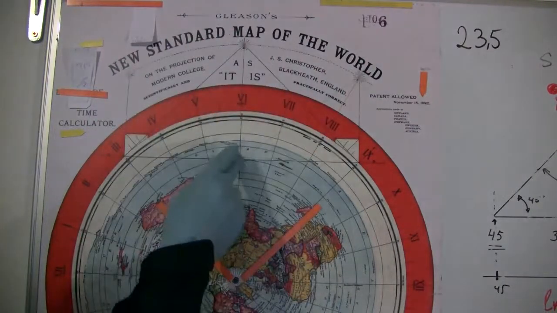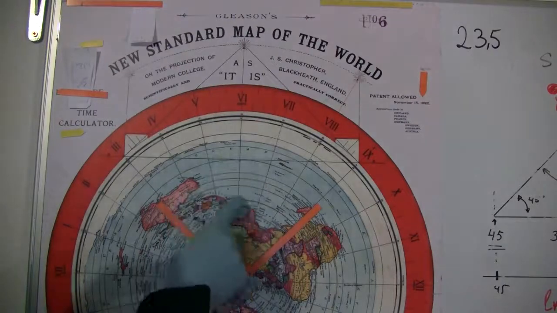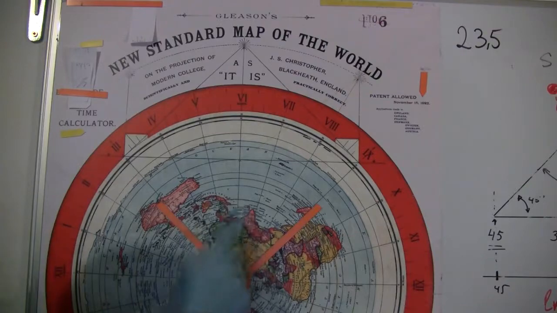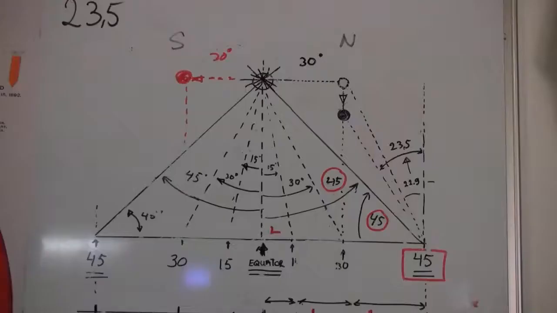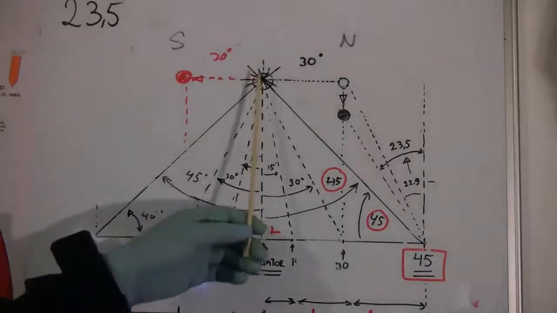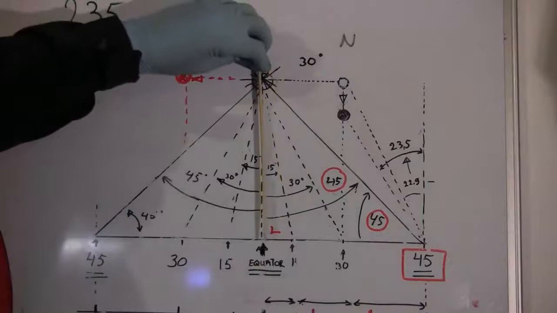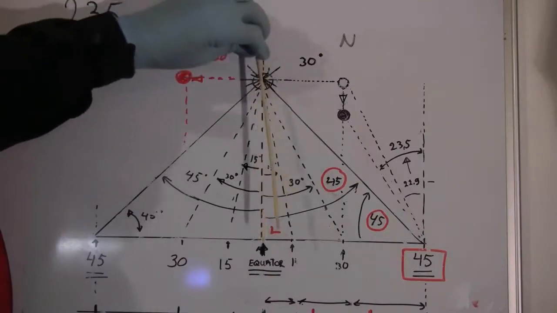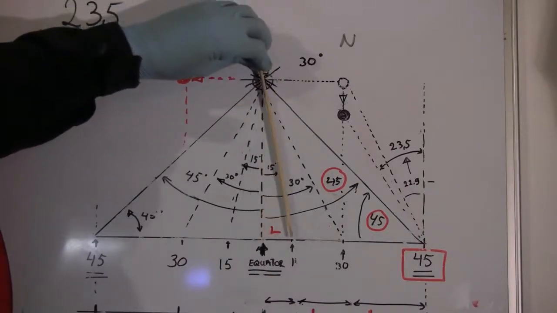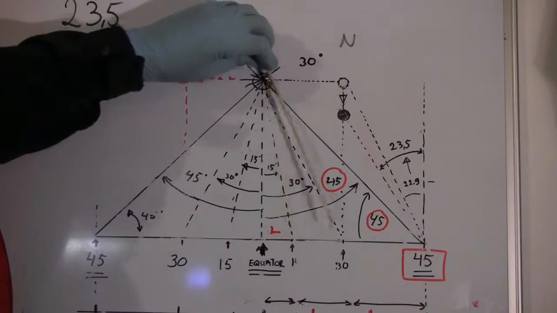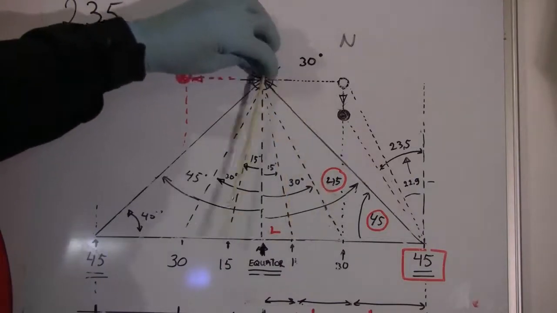The center is the equator. So this is the equator. The sun travels between north and the south. This is a quick drawing from the Gleason's map. The sun is at the equator. It's 0 degrees. That's why the equator is 0 degrees. And measured from the sun is 15 degrees, 30 degrees, 45 degrees.